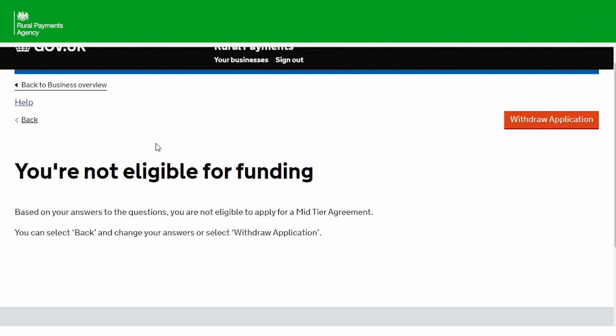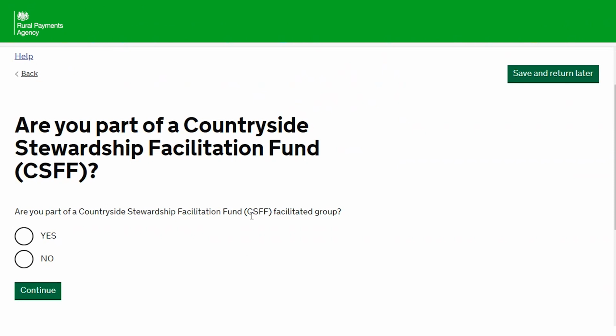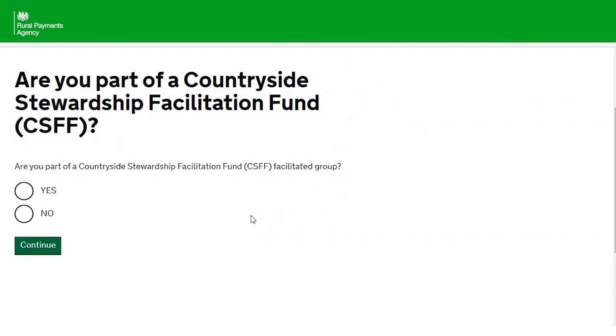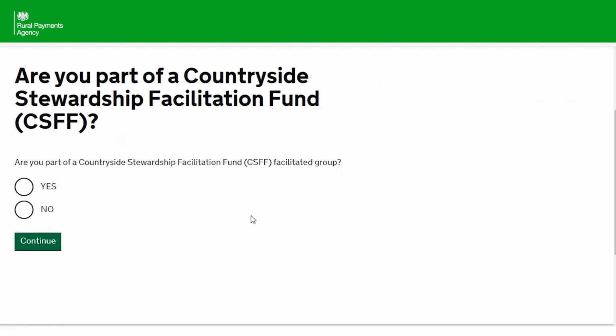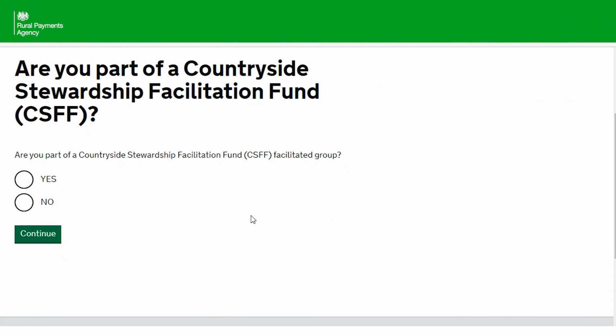Next eligibility question is in reference to Countryside Stewardship Facilitation Fund. This screen is to check if you are part of a CSFF. If you belong to a CSFF, select Yes, followed by the Continue button. If you do not belong to a CSFF, select No, and then Continue.